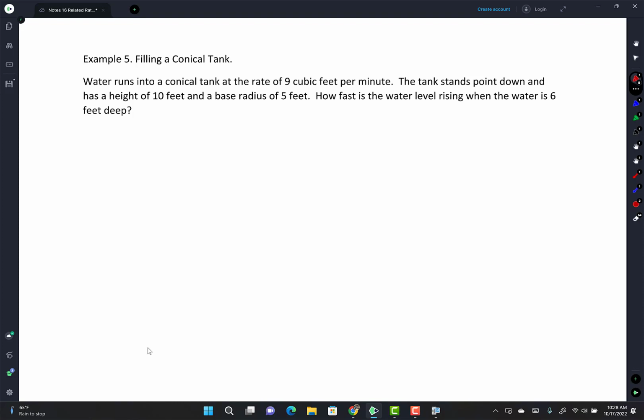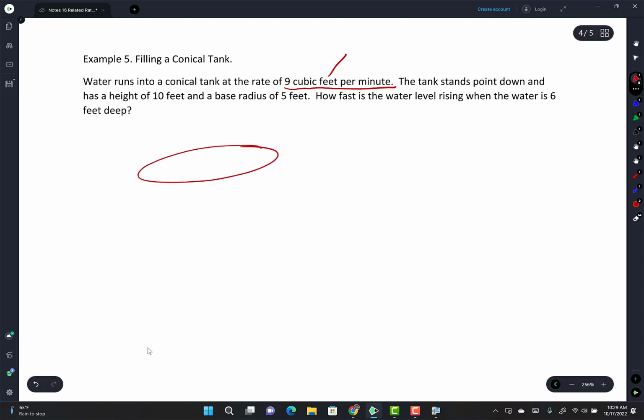Water runs into a conical tank at a rate of 9 cubic feet per minute. So what is this 9 cubic feet per minute? What is that? A tank shaped like a cone. You see them all the time out in the country for grains. How do you think they load the grains into the train? The train pulls up. There's a little fill here, and it just, yeah, conical tank. A funnel, a giant funnel.